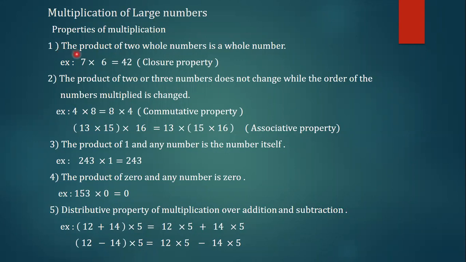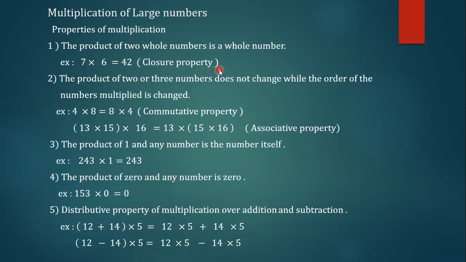First one, the product of two whole numbers. When you multiply two whole numbers, the product will be a whole number. For example here, 7 into 6 is equal to 42. 7 is a whole number, 6 is a whole number. The product is also a whole number. 7 sixes are 42, and 42 also is a whole number. So this property of multiplication is called closure property.